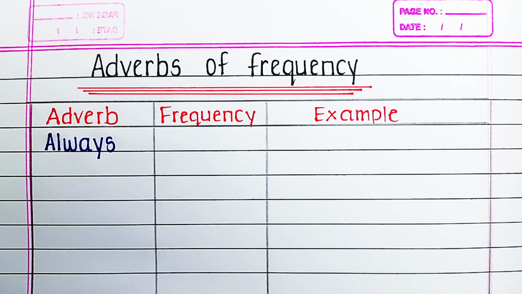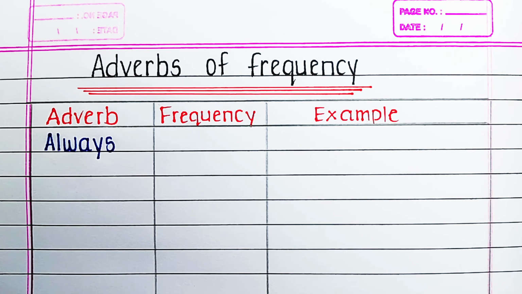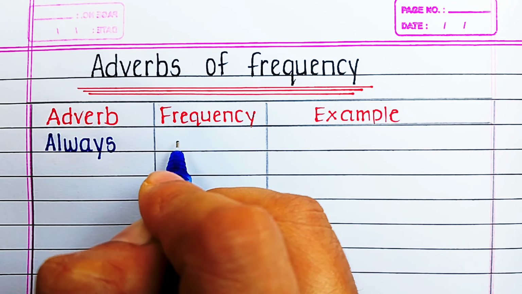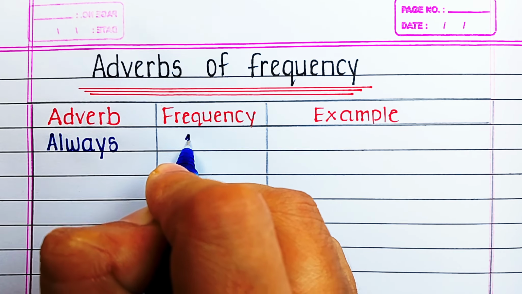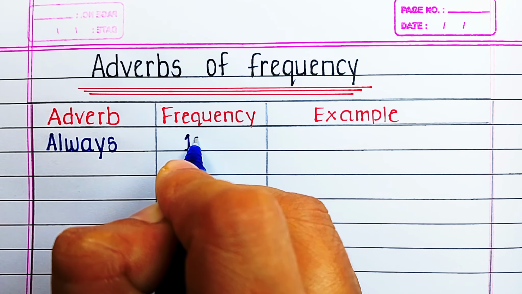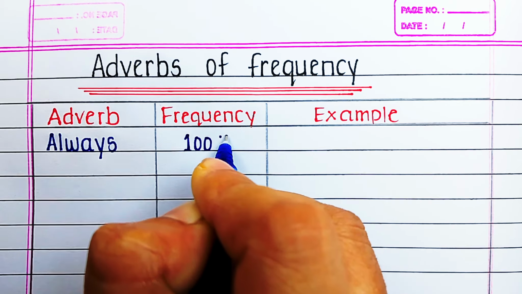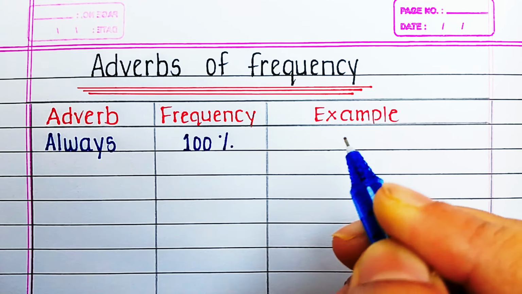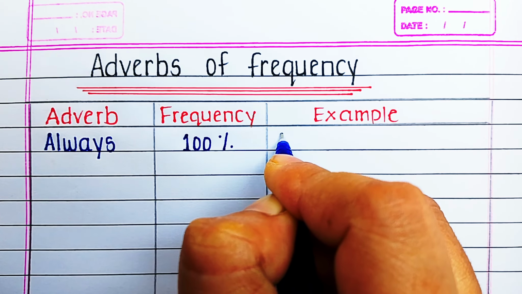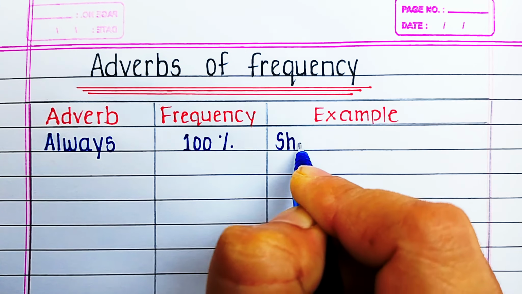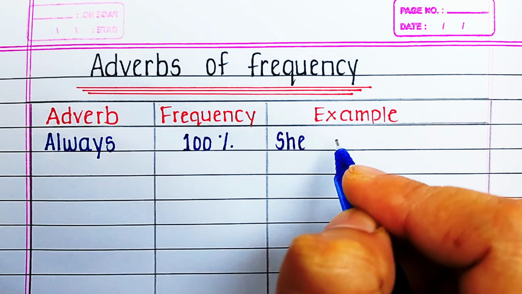An adverb of frequency is a word that describes how often an action happens. In this video, we will learn the words or the adverbs of frequency, their frequency in numerical terms, and we will also learn their usage with the help of examples.